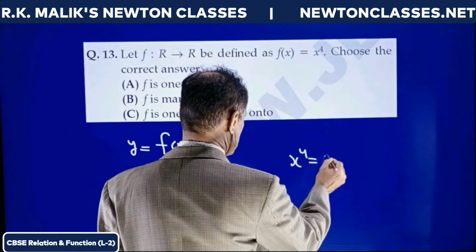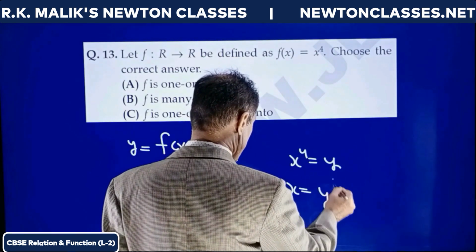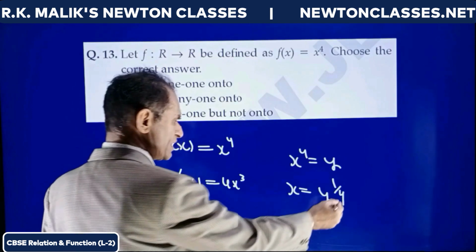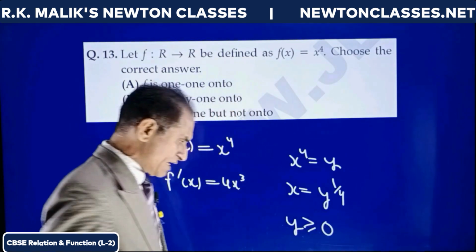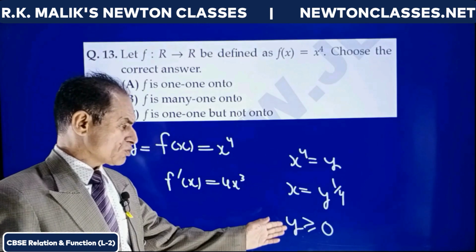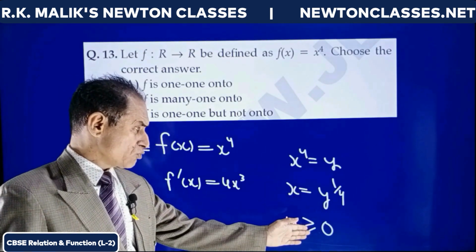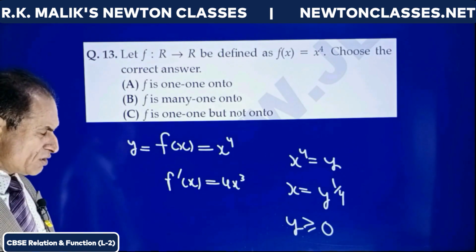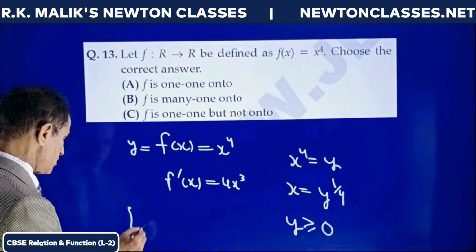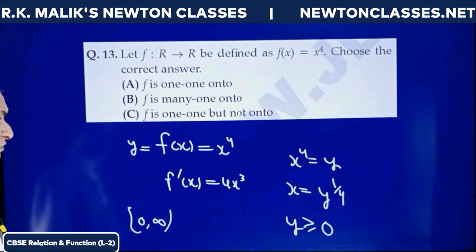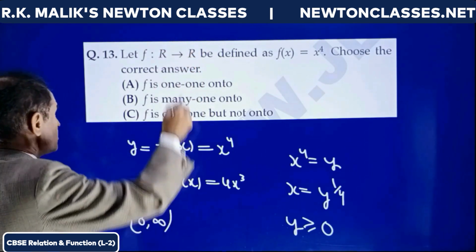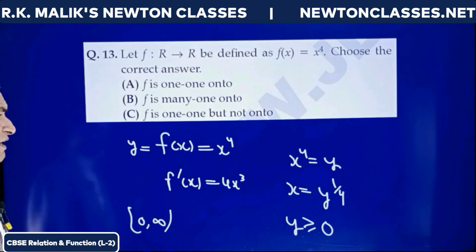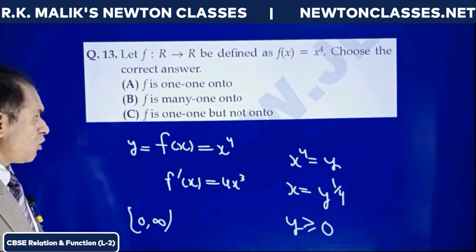Here x to the power 4 equal to y means x equal to y to the power 1/4, because here an even number is there. Therefore, this will be defined only if y is greater than or equal to 0. And the values for which this function is defined, the set of those values becomes the range of the original function. Hence, the range of this becomes 0 to infinity. But codomain is the set of all real numbers, because range is a proper subset of codomain. Hence, the function is not onto. Hence, it is neither 1-1 nor onto.